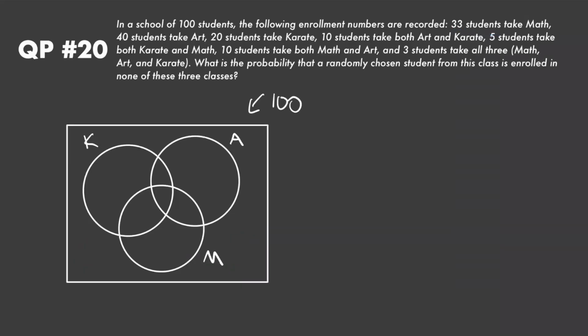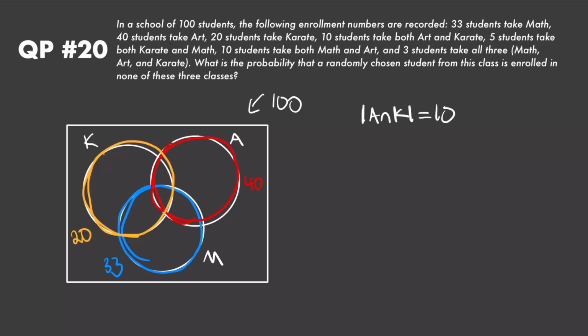It says 33 students take math. That means that the magnitude of this blue circle here is 33. Now 40 students take art, so there's going to be 40 students within this red circle. And 20 students take karate, so there's going to be 20 within this orange circle here. Then it tells us that 10 students take both art and karate, so what does that mean? Well, it's just saying the magnitude of A intersection K is equal to 10, so where does A intersect K? Well, it's just going to be this black circle here.